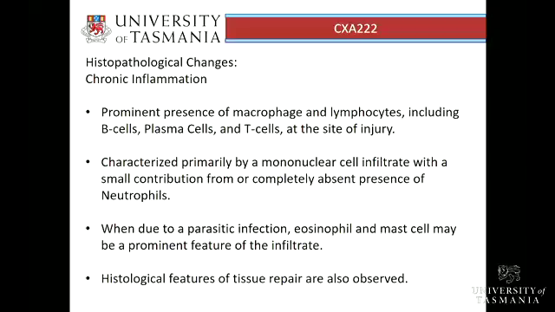Cool, so now we're going to look at chronic inflammation and the histopathological changes. As I've said previously, predominantly the cells present are your macrophages, your lymphocytes, and your plasma cells. I don't expect you to be able to differentiate a plasma cell from a lymphocyte at this point in time. That's fine. But it's a mononuclear cell predominantly that's there.